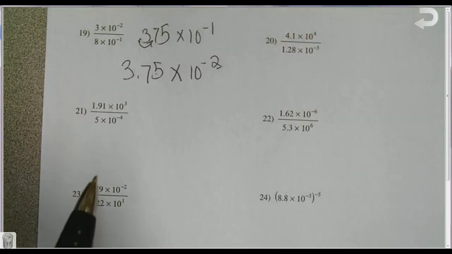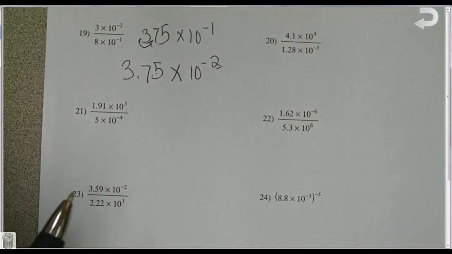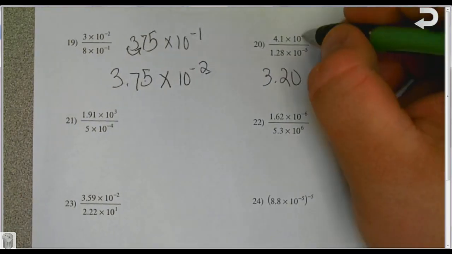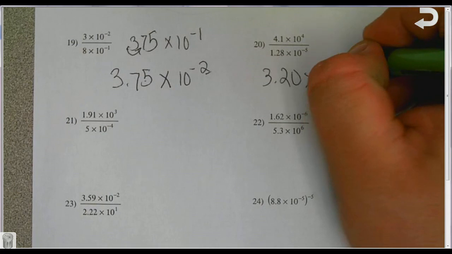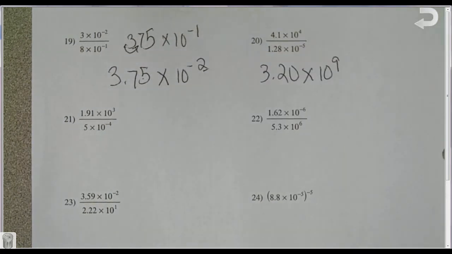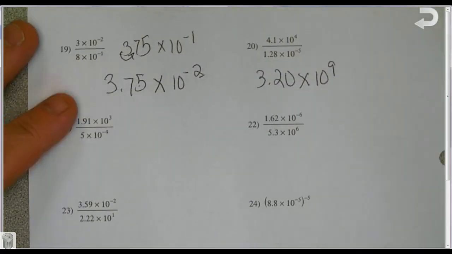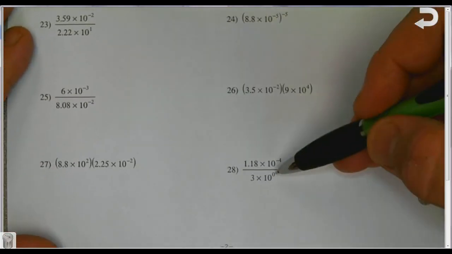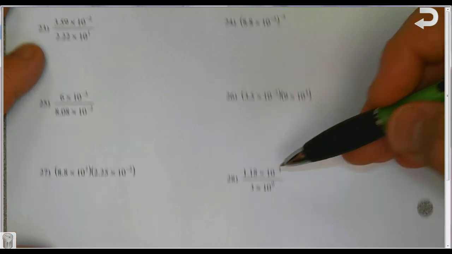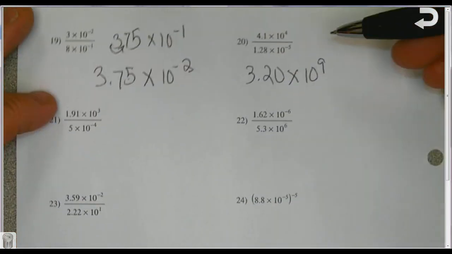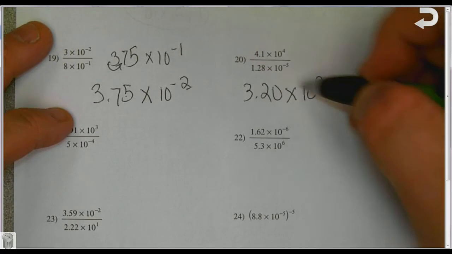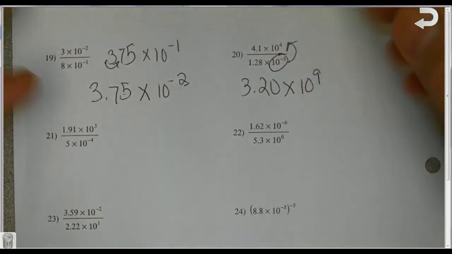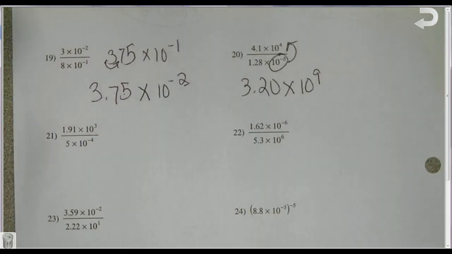Same thing over here, 4.1 divided by 1.28, 3.20, 4 minus negative 5 is 10 to the 9th. That's my final answer there. Again, just a quick review. If you notice on question number 28, 0 powers come up. You also have some negatives here to talk about why all 5 of these moved to the top, didn't they? It's because of when we subtract. So we're going to delve into why this all happens as we continue this chapter.